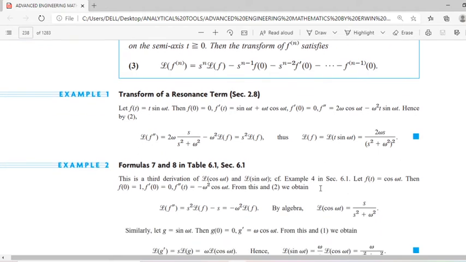Let us look at an example. Example 1. Take f of t equal to t into sin omega t. Then f of 0 equal to 0 because sin 0 is 0. Anyway, when we put t equal to 0, this function will be 0. f dash of t is equal to sin omega t plus omega t into cos omega t. So f dash of 0 is equal to sin 0, which is 0. The second term is also 0. So f dash of 0 is equal to 0. f double dash equal to 2 into omega into cos omega t minus omega square t into sin omega t.